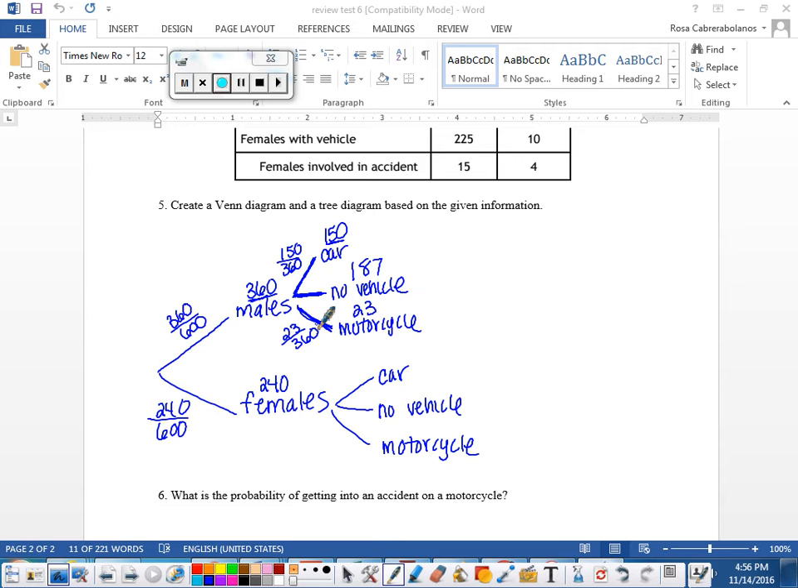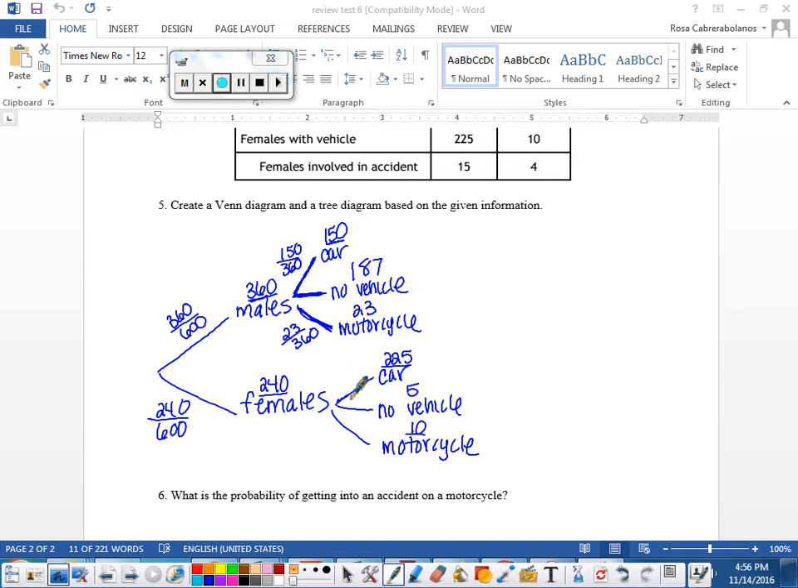Females, there were 225 females with a car. There were 10 females with a motorcycle, but I had 240 females. I already counted 225 plus 10, that's 235. So I'm missing 5 of them that don't have a vehicle.